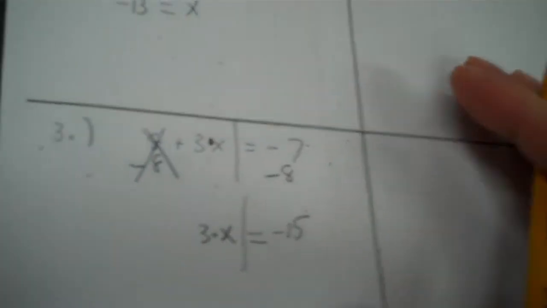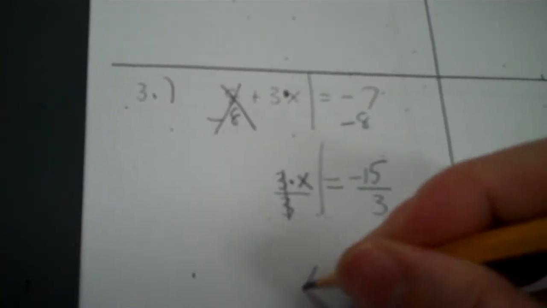And then x is still being times by 3, so the opposite of times 3 is to divide by 3. And I now have x all by itself. Negative 15 divided by 3 is negative 5. So negative 5 is our solution.